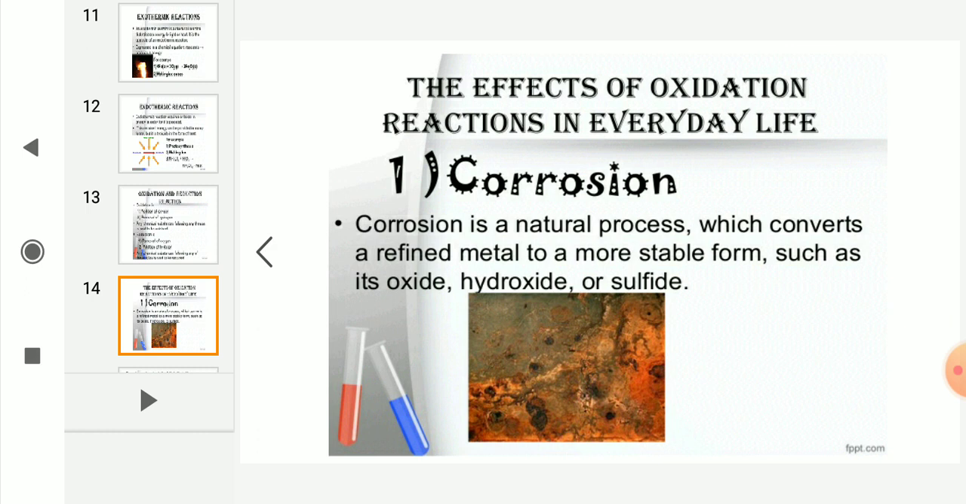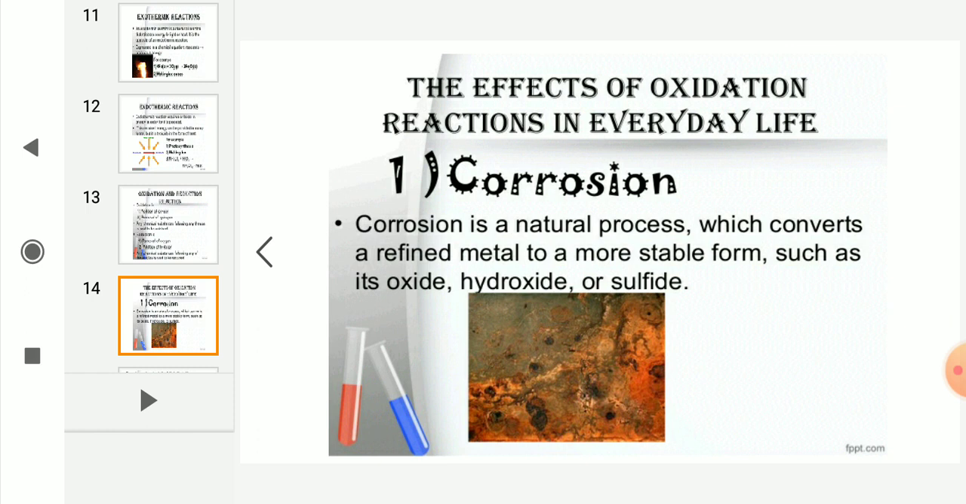Next we have the effects of oxidation reactions in everyday life. That means what is formed due to oxidation in the atmosphere. First one is corrosion. Corrosion of metals. Metals corrode, isn't it? Corrosion is nothing but rusting. Rusting is also a corrosion. Here what happens is when the reaction takes place, the metal is eaten away. That means layers of metal are reduced.